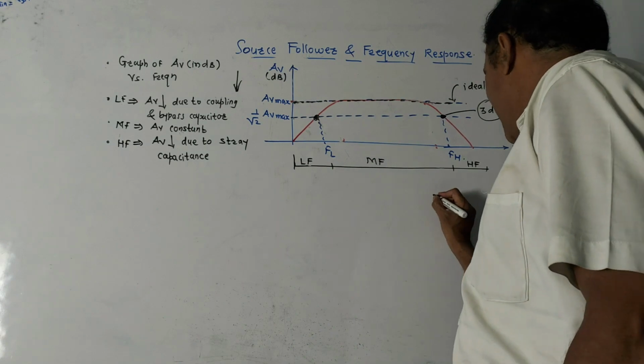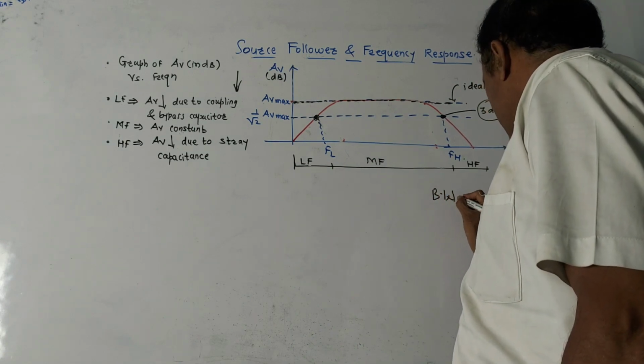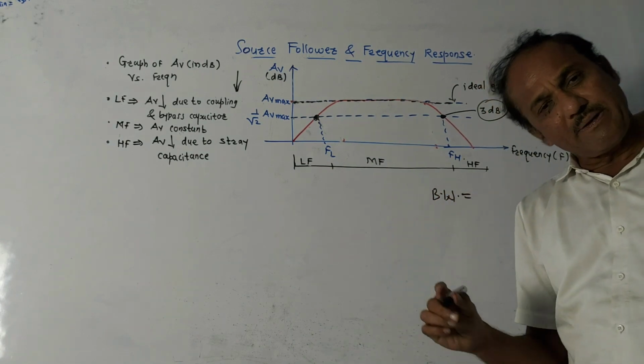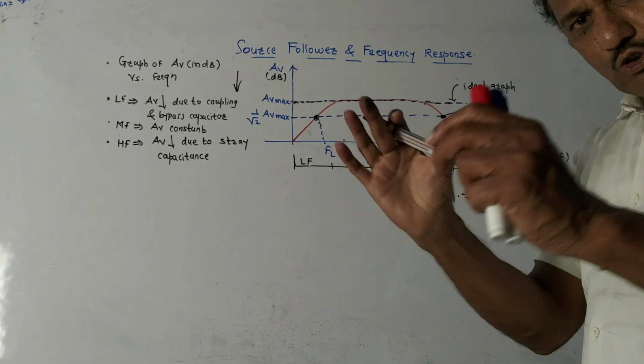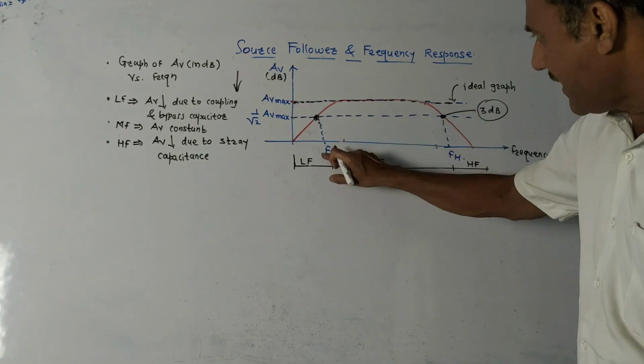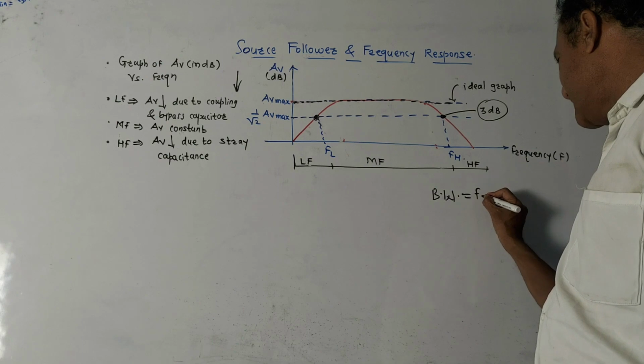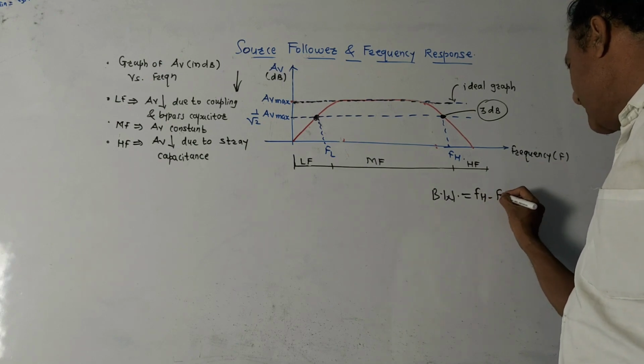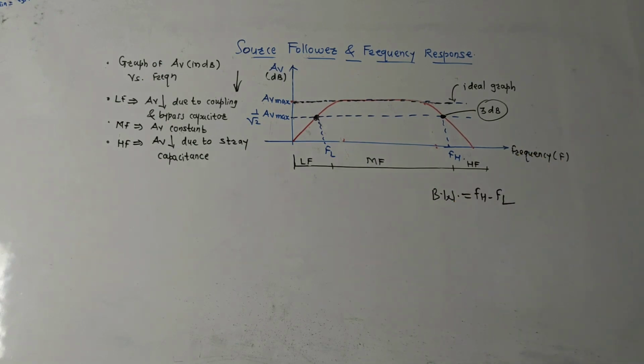Now bandwidth can be simply written as, remember this word, bandwidth is basically the difference between frequencies. Very simple: higher frequency minus lower frequency. So in this case bandwidth can be written as FH minus FL, that is higher frequency minus lower frequency.